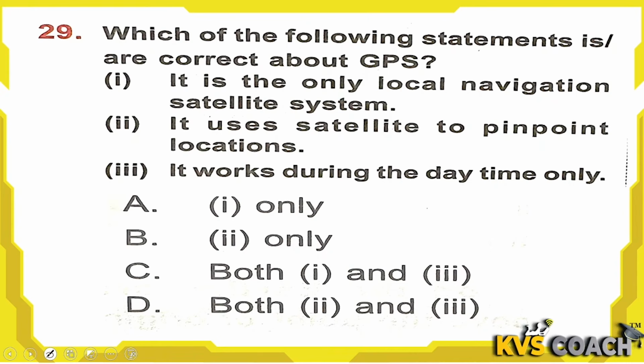Next is, which of the following statements is correct about GPS? GPS is the location system. Okay, you get this GPS in your mobile phones. Let's see the statements. It is the only local navigation satellite system. No, this is not only local. It is the international navigation satellite system. It uses satellites to pinpoint location. This is absolutely right. It uses satellites to pinpoint location. Okay, GPS works with satellites.